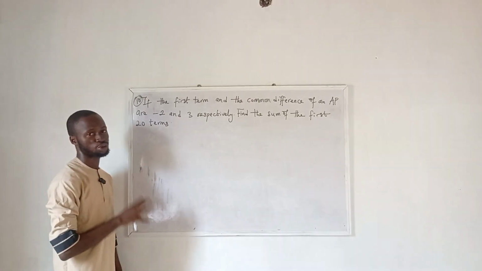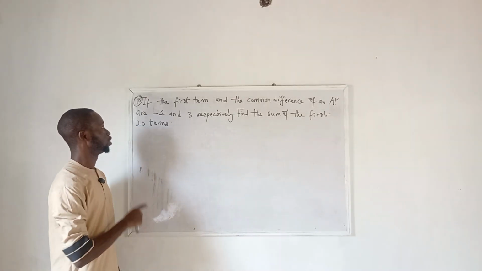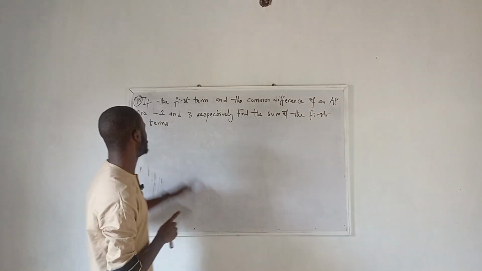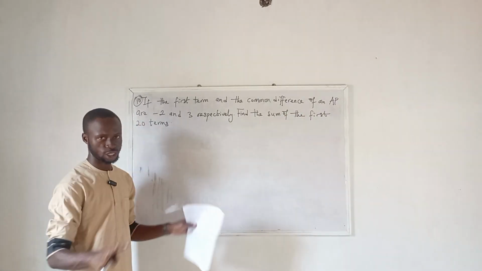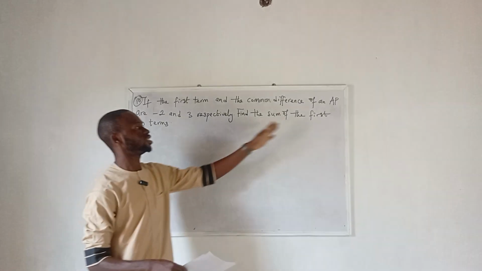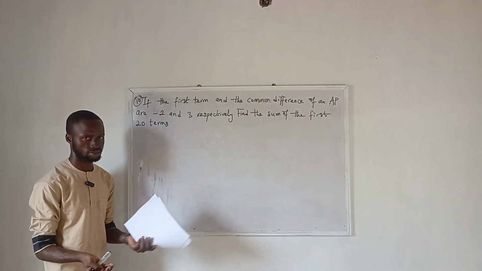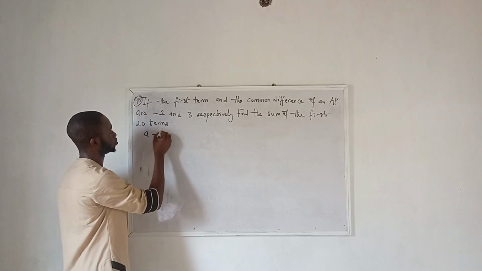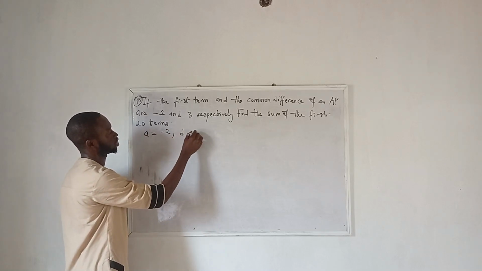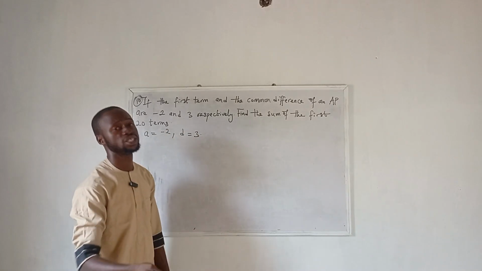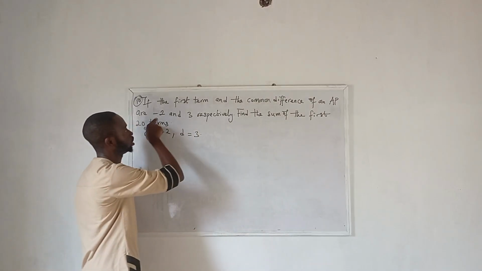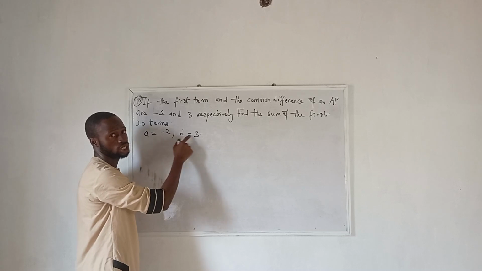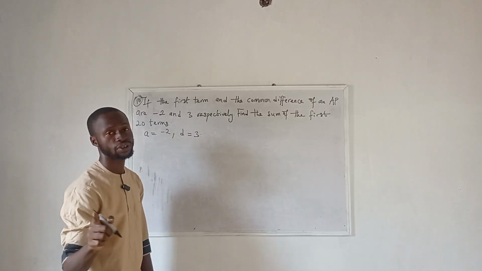Number 10, which is the last question for this particular video. Our question is, if the first term and the common difference of an AP are minus 2 and 3 respectively, find the sum of the first 20 terms. That's simple. First thing you write out is, A, the first term, is minus 2, and the common difference D is 3. When you hear the word respectively, the first value goes to the first item and the second value to the second. That's why A is minus 2, D is 3. And we have to find the sum of the first 20 terms.